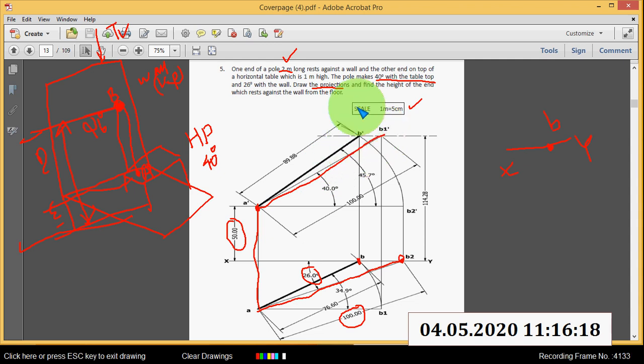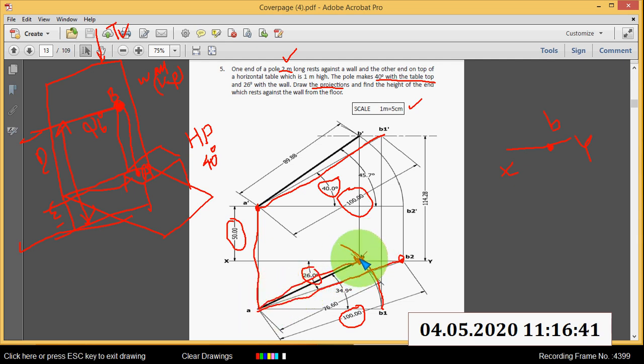Then from A dash, what about the HP inclination? The HP inclination is 40 degree. And the true length is 2 meter, which is equal to 100 millimeter, that means 10 centimeter. Then project B1 dash to here. This point is B1. Then with A as center and A B1 as radius, draw an arc. That point is B. Then join A and B. This is the top view.